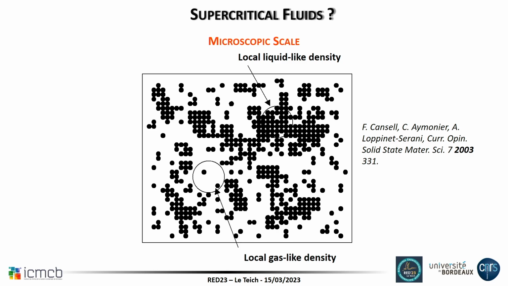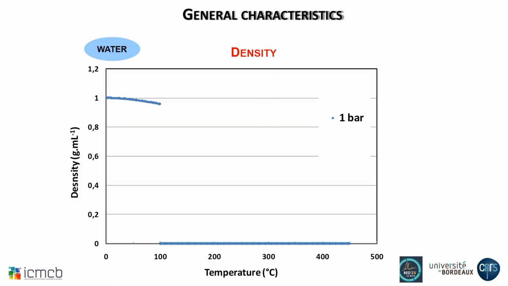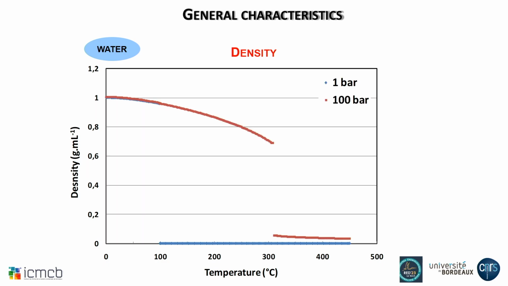gas-like viscosity. The density of water evolves very fast if you go from 0 to 400 Celsius degrees. This is the density, so at 1 bar, density 1, of course, at 0 or 25 Celsius degrees. And then there is the first order transition, vaporization from liquid to gas. If you increase the pressure, you go a little bit above in temperature on the gas-liquid equilibrium curve. So you can see the density getting down here, and then you switch to the gas phase.